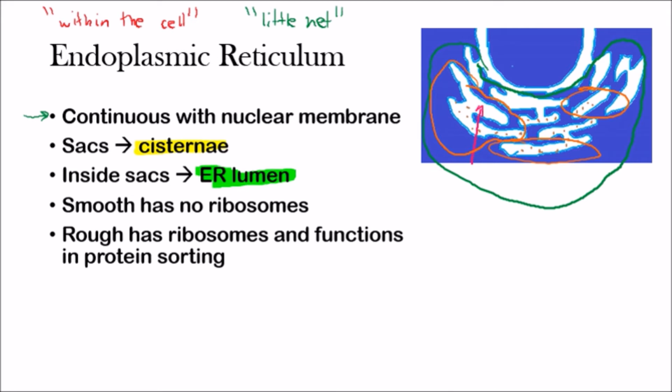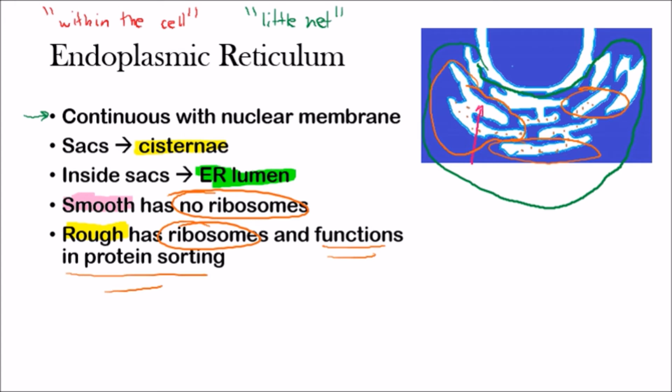And there are actually two types of endoplasmic reticulum. There is smooth endoplasmic reticulum, and then there is rough endoplasmic reticulum. The difference is that smooth endoplasmic reticulum has no ribosomes, while rough endoplasmic reticulum does have ribosomes, and they function in protein sorting, which the functions of the rough ER we'll get into in a moment.